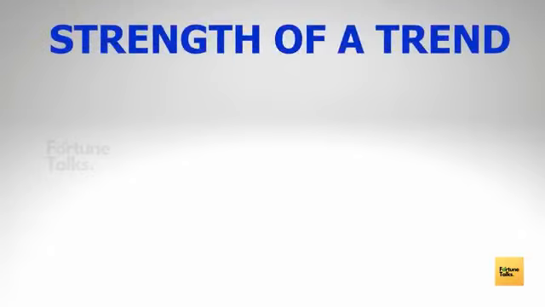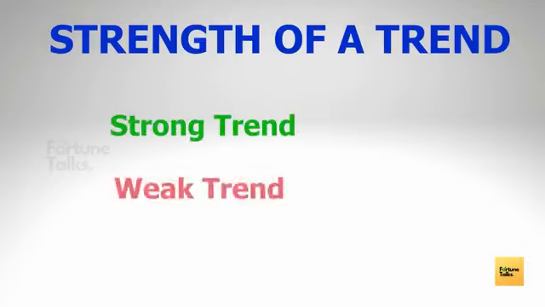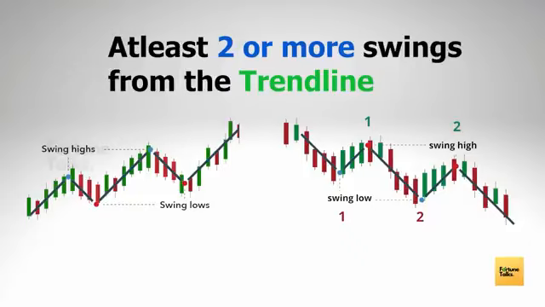Generally, trends can be categorized into two types depending on the strength. That is, there can be a strong trend or there can be a dull or weak trend. The main parameters to keep in mind while categorizing the trends based on their strength include a few parameters. Number one is that at least two or more swings have to be there, or there should be two or more points of contact in the trend line. Only then is a trend considered to be valid.